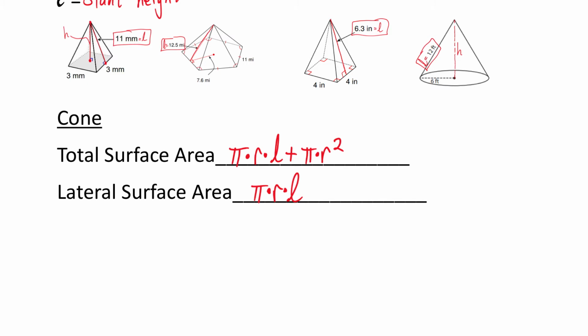Now, we talked about this last week. I wanted to talk about it some more this week. What's the difference between total surface area and lateral surface area? Lateral is everything but the bases. Okay, good. The lateral surface area is the area without the bases, whereas the total surface area is the area of everything.